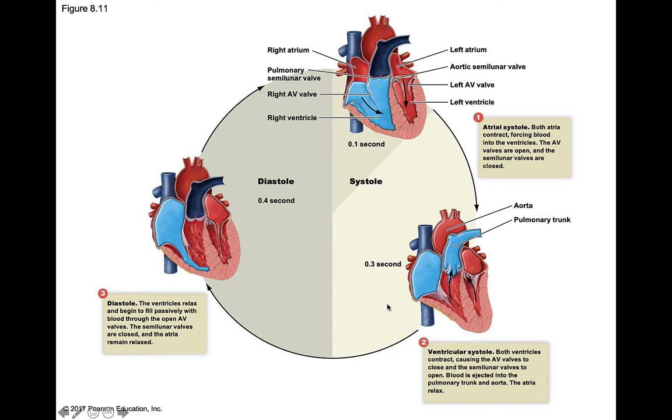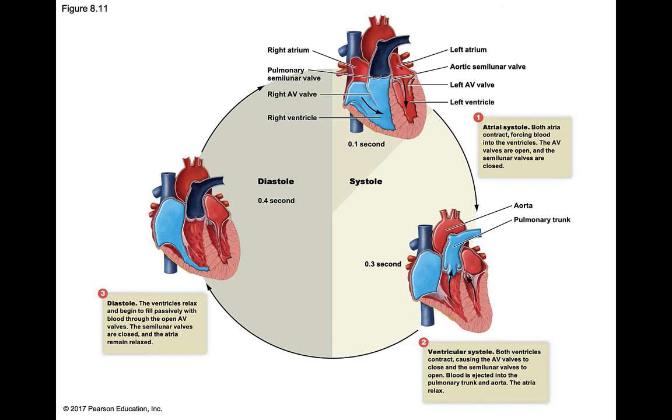Now, during ventricular systole, both ventricles contract. This causes the AV valves to close and the semilunar valves are opening. This is also sometimes known as the ejection phase, and blood is actually ejected into the pulmonary trunk and the aorta, and at this time the atria are relaxed.